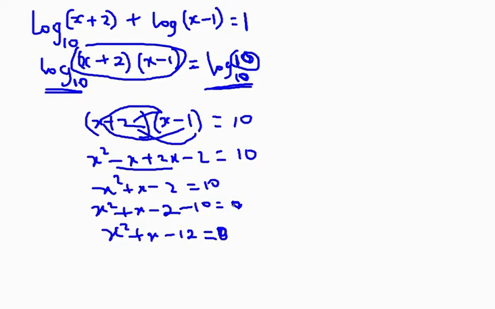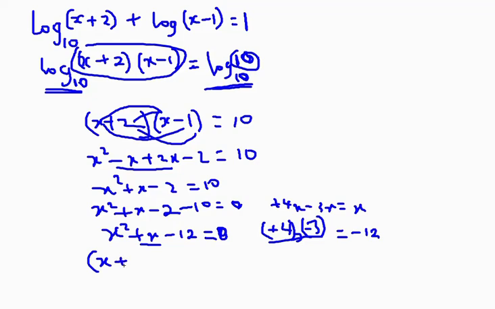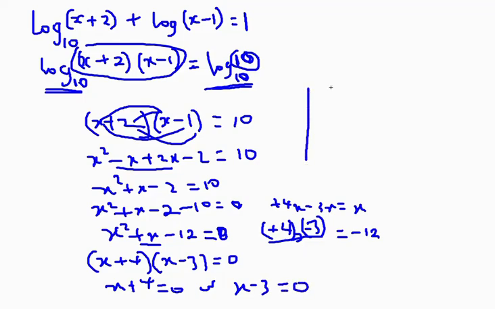To factorize this, the two numbers you need are 4 and 3. So plus 4 and minus 3. Now simply write x plus 4 times x minus 3 equals 0 as your factorization. So x plus 4 equals 0, or x minus 3 equals 0. So finally x equals minus 4, or x equals 3.